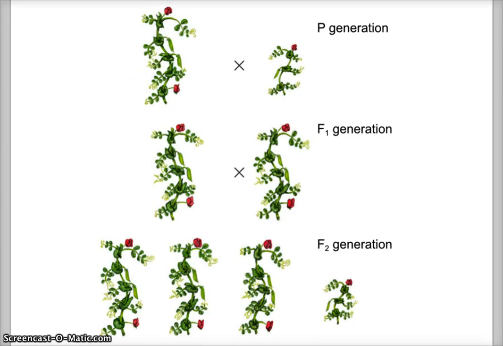So quickly in review, the parent generation, a pure tall plant and a pure short plant, produces the F1 filial 1 generation, all tall plants, but when you cross the F1 generation, the all tall plants that carry the short recessive trait, we end up with 3 tall and 1 short in the F2 generation.